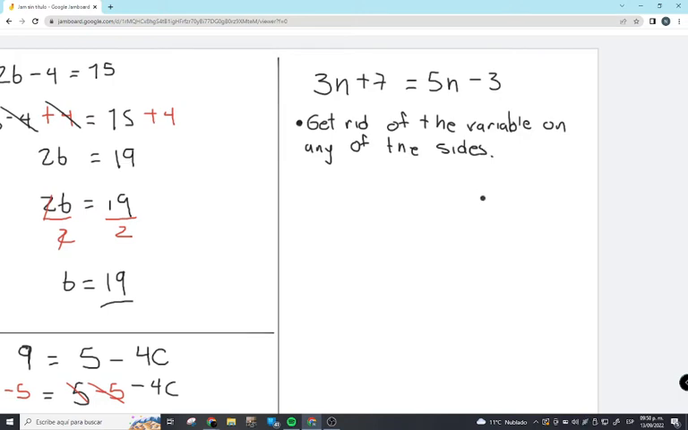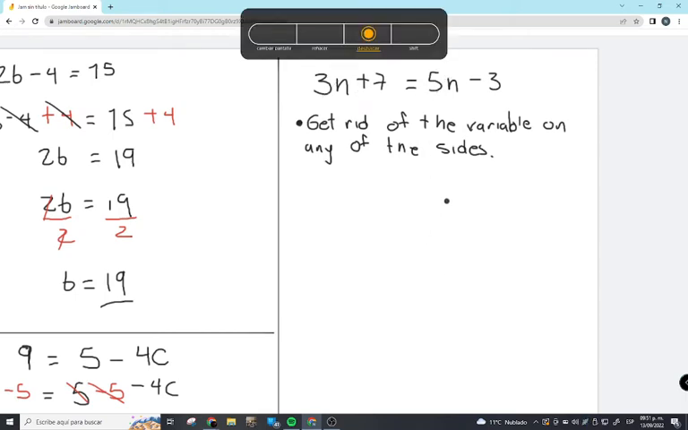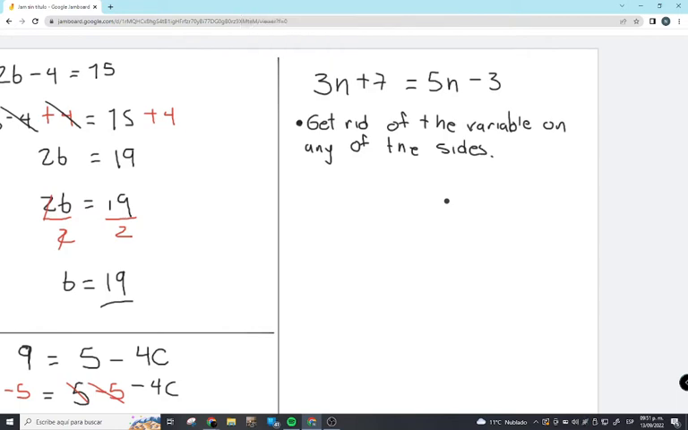Okay, get rid of the variable on any of the sides. So we can get rid of this 3n term, I mean, the whole term, or this 5n. We choose. It doesn't actually matter if we choose this one or this one, as long as we do it correctly. At the end, we are going to have the same result. So actually, let's do it randomly.